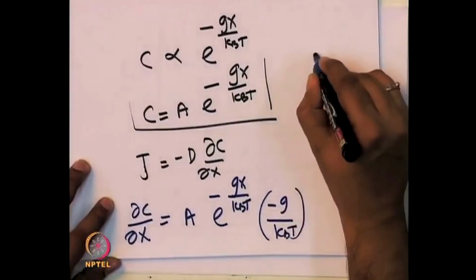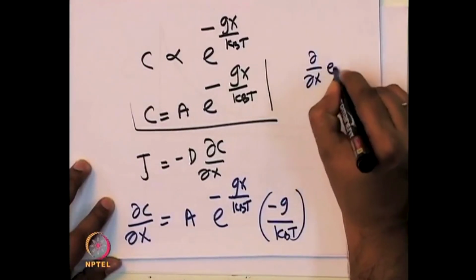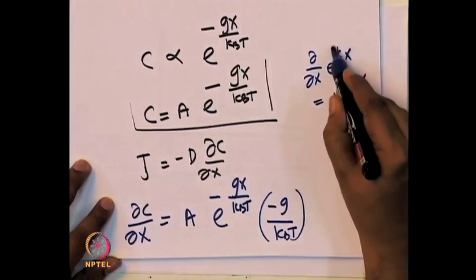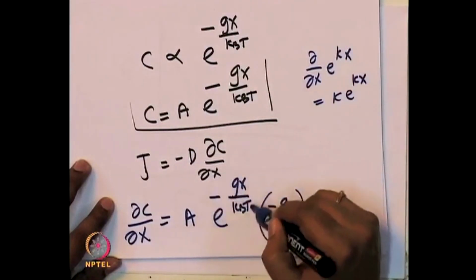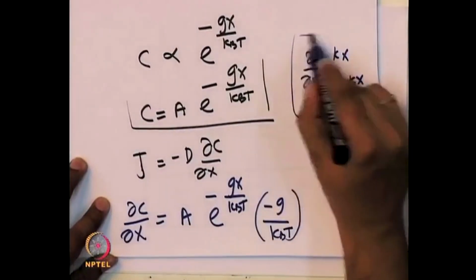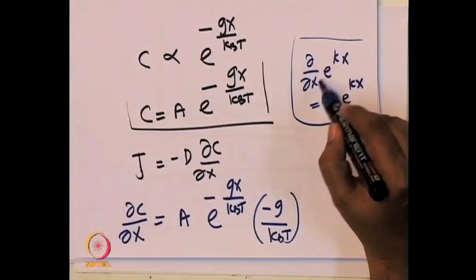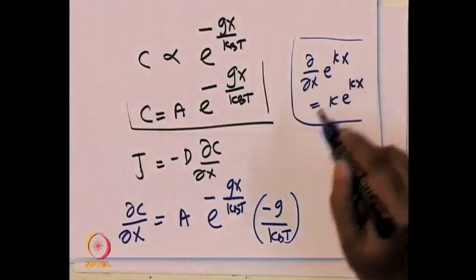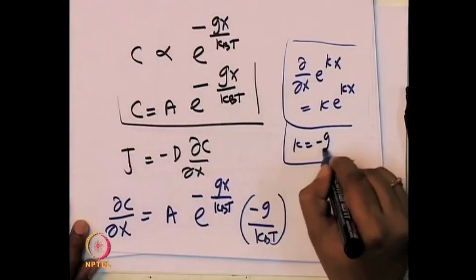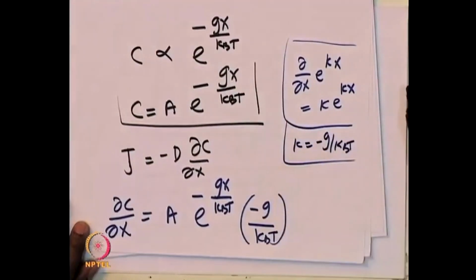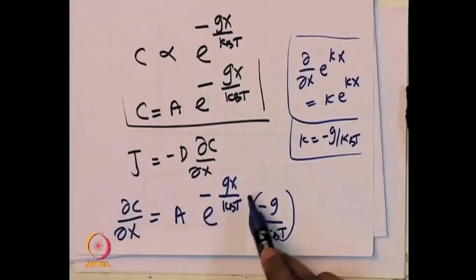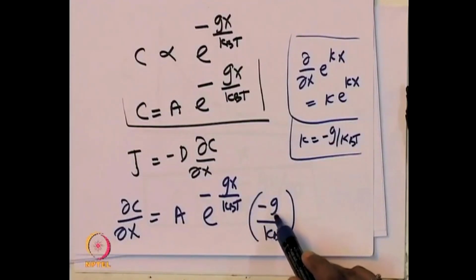We said that the derivative of e power kx is k e power kx. So we had a k which is minus g by kbT, and that is the k which is coming here. By using this relation that we learned, the derivative of e power kx is k e power kx, where our k in this case was minus g by kbT, we have del C by del x is A e power minus gx by kbT into minus g by kbT.